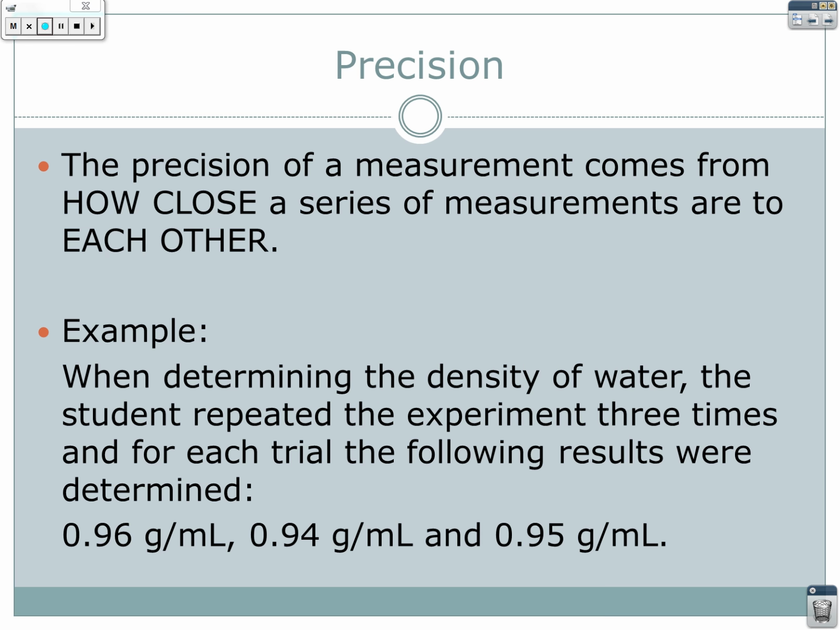The precision of a measurement comes from how close a series of measurements are to each other. So in precision, we're not comparing a value to a known value, we're comparing measured values to each other. When determining the density of water, the student repeated the experiment 3 times, and for each trial he got 0.96 grams per milliliter, 0.94 grams per milliliter, and 0.95 grams per milliliter. In determining his precision, he's going to look at how closely related those 3 values are.